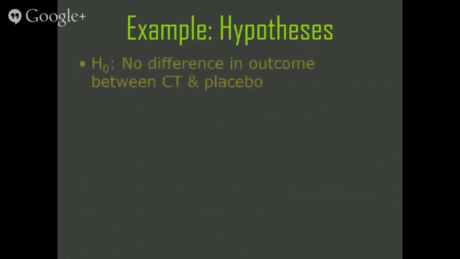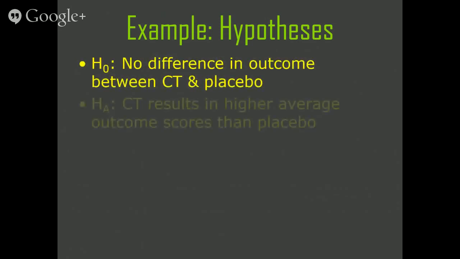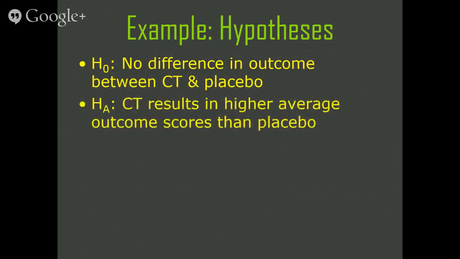So the null hypothesis is that there is no difference in outcome between cognitive therapy and placebo. The alternative is that cognitive therapy results in higher outcome scores than placebo. The null hypothesis is mu for cognitive therapy minus mu placebo equals 0. Alternative, cognitive therapy minus placebo is greater than 0.